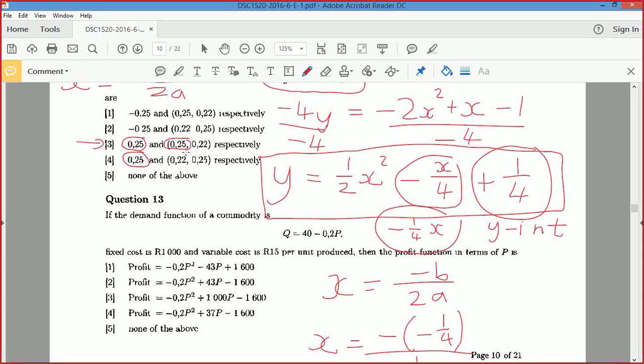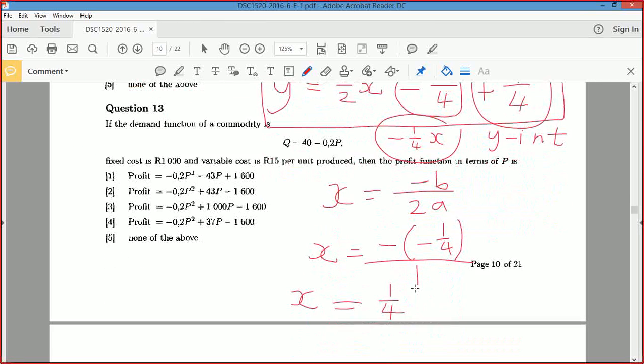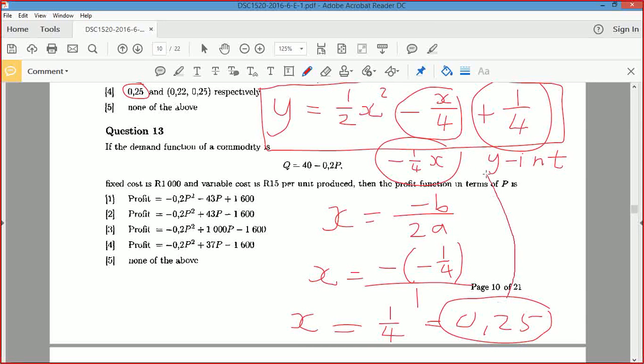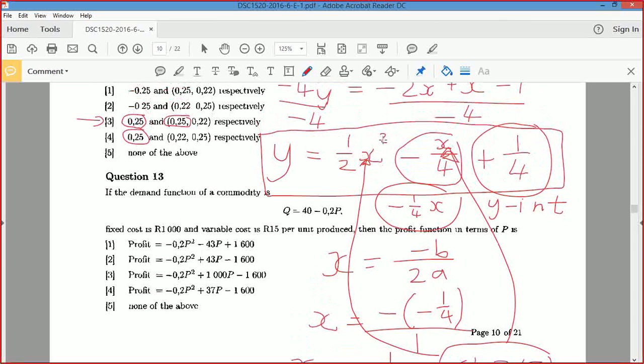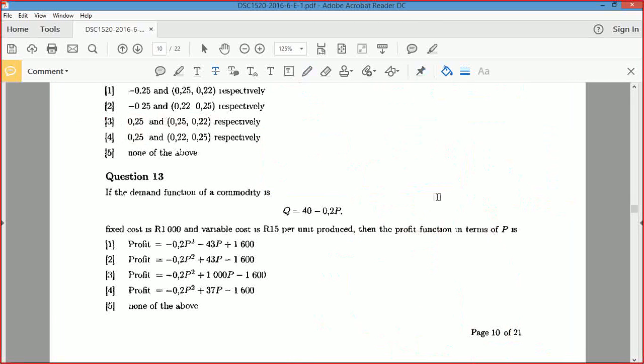Would you just replace the x? Yes, with what? A quarter. 0.25. Yes. Okay, so 0.25. So take 0.25, plug it into there, into that x, and plug it into there for that x. Okay, so it's a half brackets 0.25 squared minus 0.25 over 4 plus 1 over 4, and you should get the same answer. Okay. Happy with that one? Yes, I'm happy.